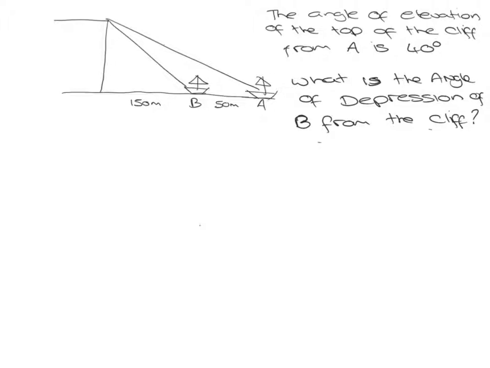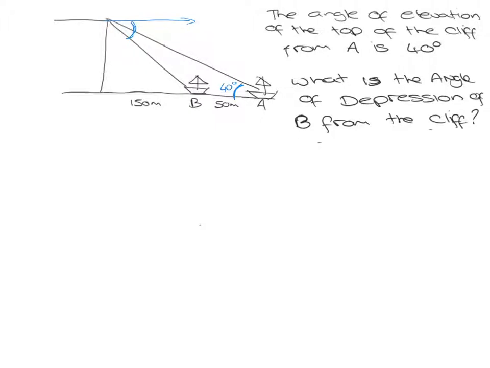So here we're told the angle of elevation of the top of the cliff from A is 40 degrees. So from the horizontal here, that means that is 40 degrees. And they want to know what the angle of depression is of B from the top of the cliff. Remember, it's always from the horizontal. So the angle of depression is this angle.